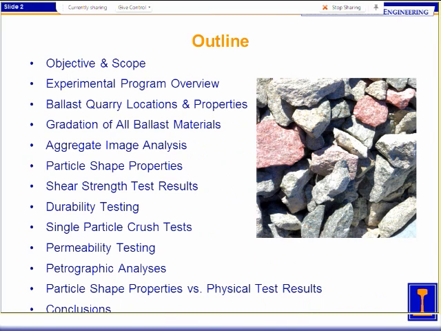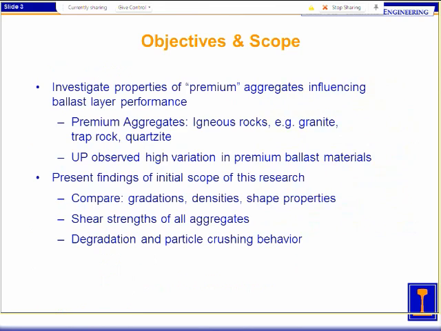So we're going to start off going over the objectives and scope. Overview the experimental program, then move on to ballast sources, properties, gradations, imaging properties from aggregate image analysis, shear strength, durability. We'll cover a single particle crush test, which is less so results and more so just an introduction to a new test we're starting up. Permeability testing, we'll go over that, and then we'll go over both some petrographic analyses and particle shape properties, and of course, finish with conclusions, as always.